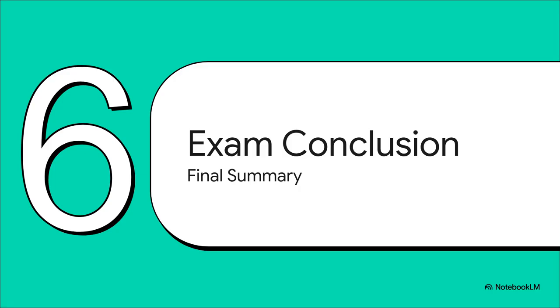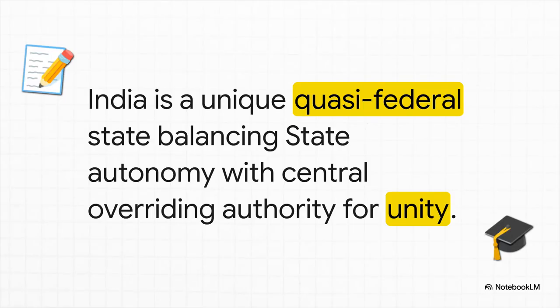Section 6. Final Exam Conclusion. Write your final paragraph exactly like this. The Indian Constitution is a unique quasi-federal state. It ensures state autonomy via power distribution, but equips the center with overriding authority for unity and integrity. This conclusion perfectly resolves the examiner's prompt. You see, it doesn't just restate the facts, it explains the why.